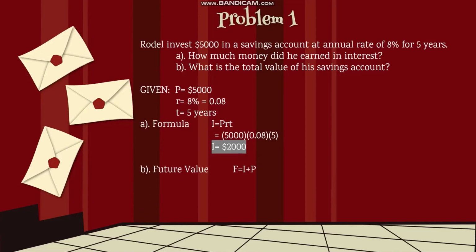So for the question letter B, what is the total value of his savings account? For the total value, we have here the future value. The formula for future value is F is equal to the interest plus the principal. So the interest that we get is 2,000 plus the $5,000 of principal, which gives us $7,000 of future value. So Rudell will have a total of $7,000 in his savings account.